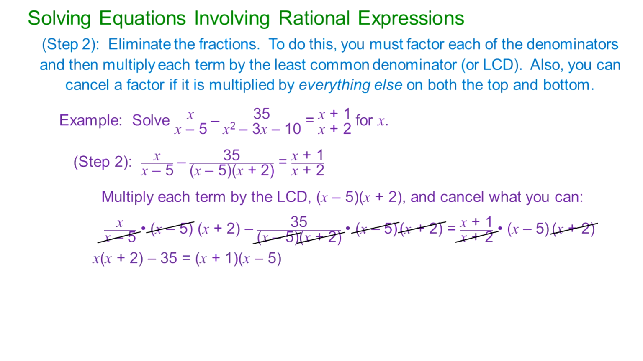That leaves me with the equation you see here. Note that I do need parentheses around the x plus 1 because I need to say that the entire x plus 1 needs to get multiplied by the x minus 5.